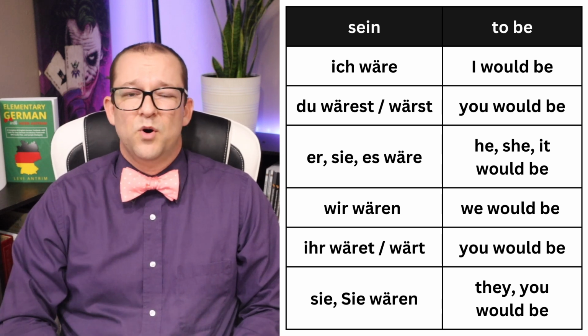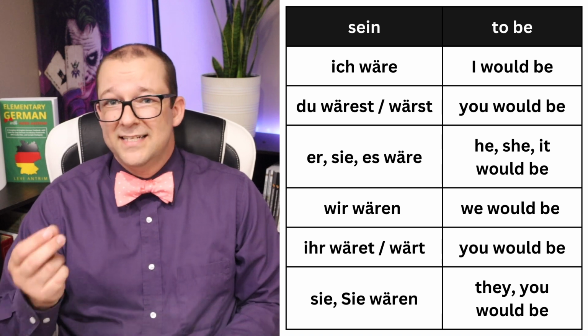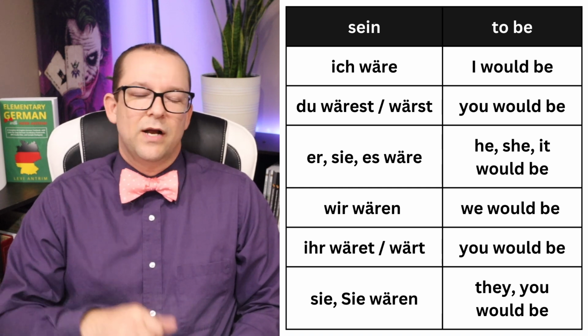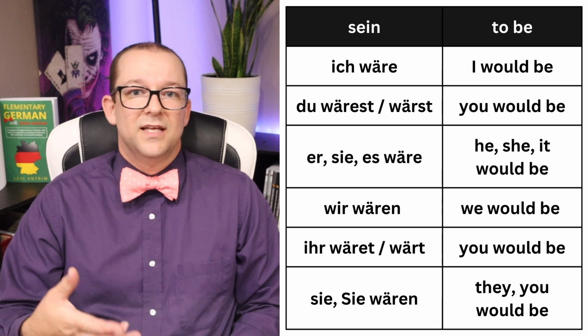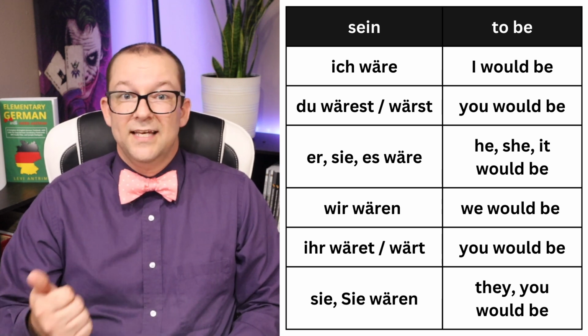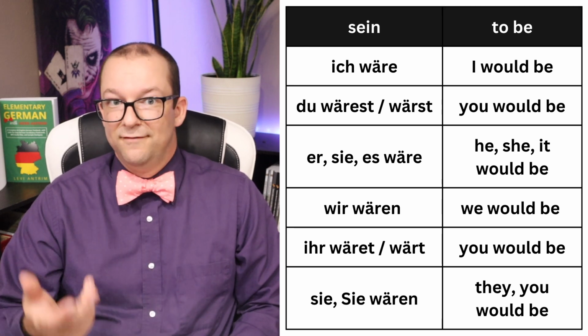FYI, Duden lists both wärest and wärst for the du form, and wäret and wärt for the ihr form. The version without the extra e is probably more common in speech, but it's ultimately just up to you which version you use. The e at the end of ich and er/sie/es forms, however, is not optional. These are always wäre. Now let's start with a few present tense examples of how to use these verbs.